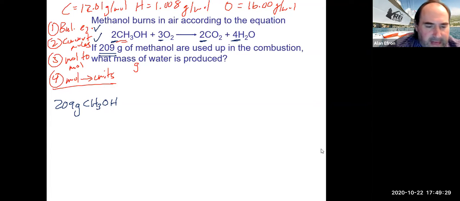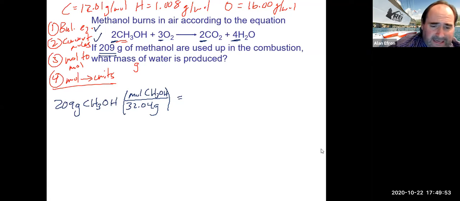So if we do some adding of all that molar mass there, we got 12.01 plus 4 times 1.008 for our hydrogens and a 16. Looks like we get something like 32.04 for our molar mass. So we're going to divide really by that. So that's 32.04 grams per mole of our methanol.